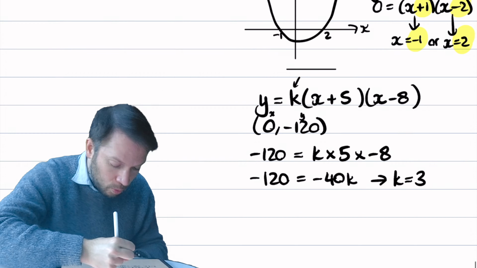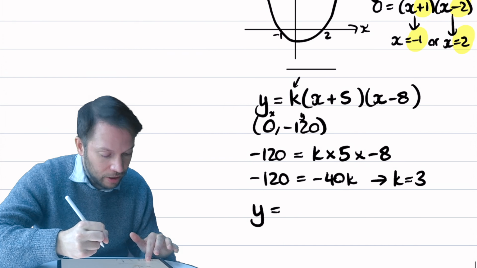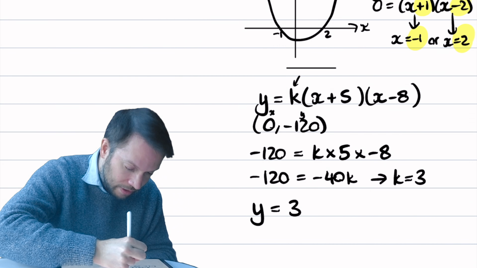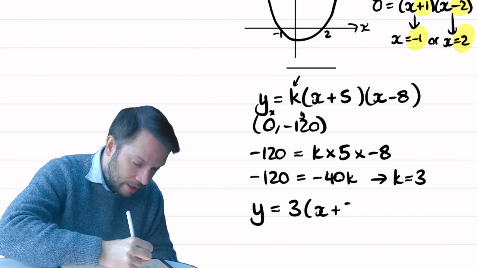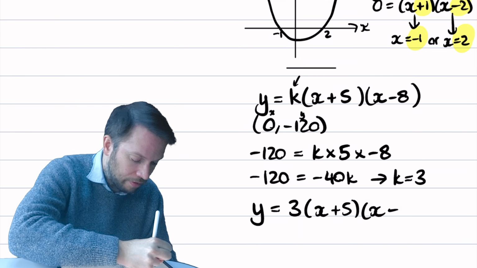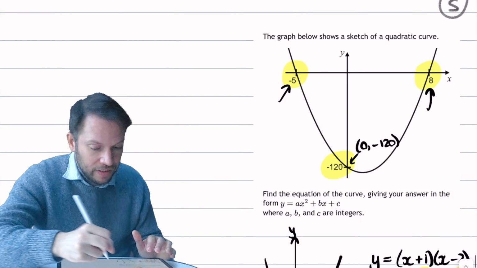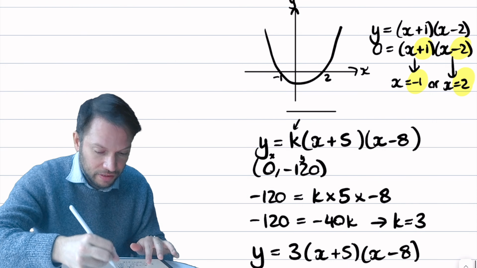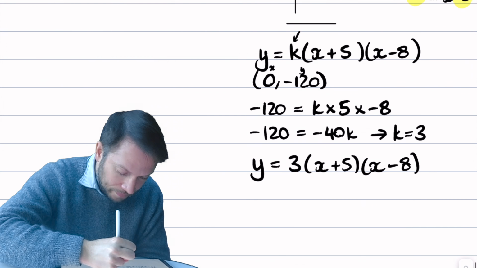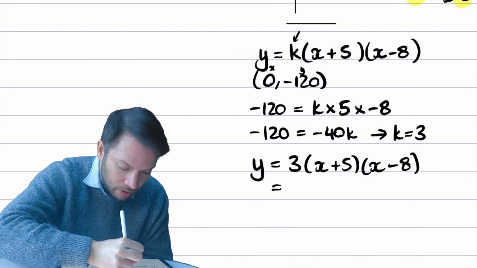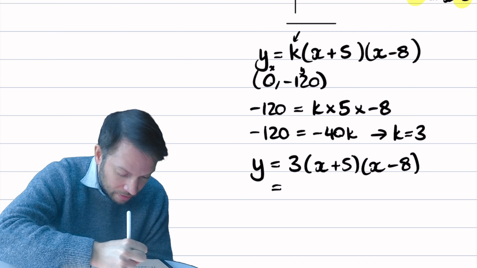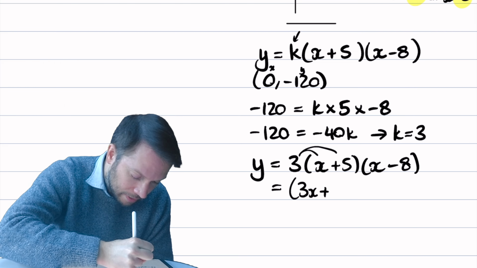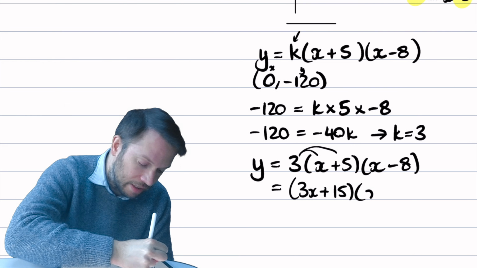So now we know that the equation of our quadratic curve that goes through all those intercepts is going to be y is equal to 3 (x plus 5)(x minus 8). We've just substituted the k for the 3 that we've worked out. Now it wants it in expanded form here, so we just need to expand out our brackets. So I'm going to do the 3 times the (x plus 5) first. So the 3 times the x is 3x, and the 3 times the 5 is plus 15. And then we can just multiply it by this (x minus 8) here.